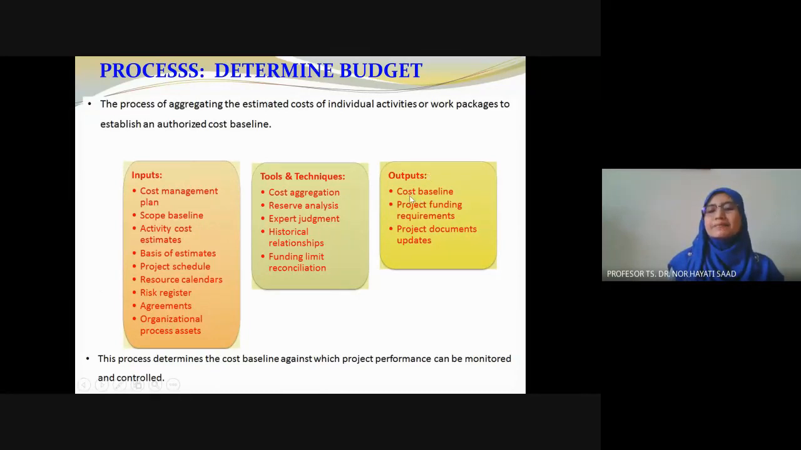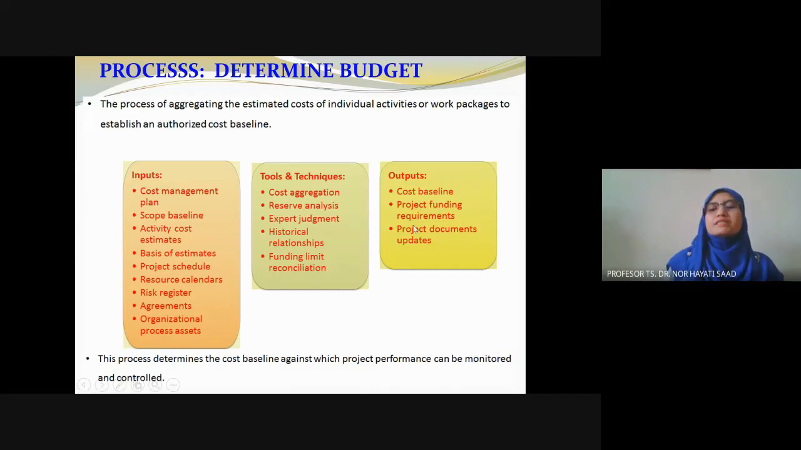This is the ultimate thing. We want to have the cost baseline and project funding requirement. The moment you know the cost baseline, you should be able to know how much funding is needed. Whether you may use your own equity, self-funding based on the cash flow which the company already has, or the company may need to borrow from a bank or other institutions. So that will give the idea, the cost baseline.